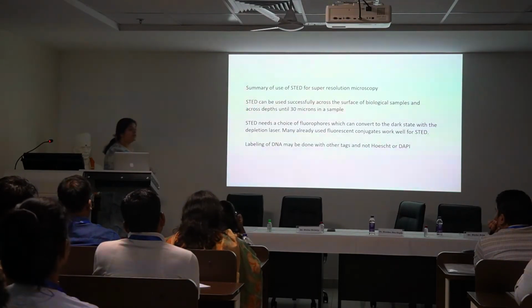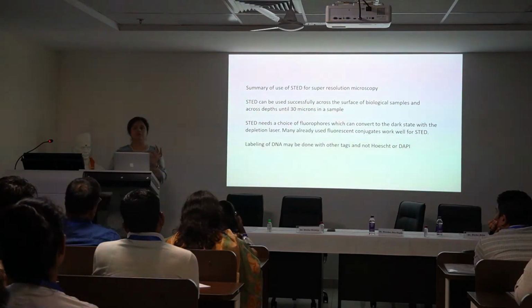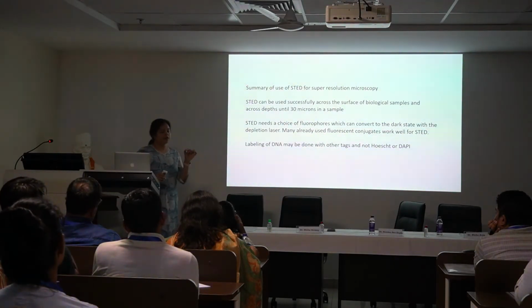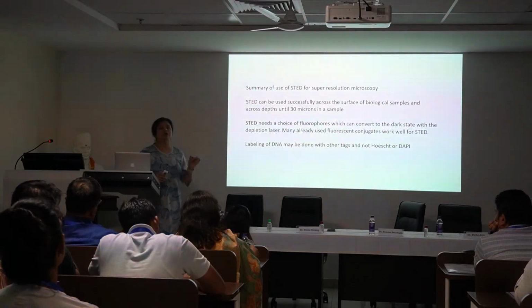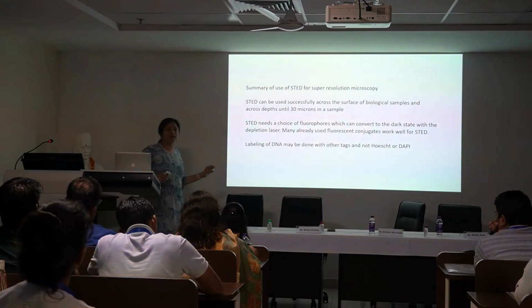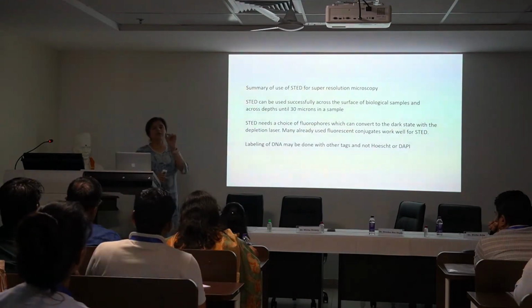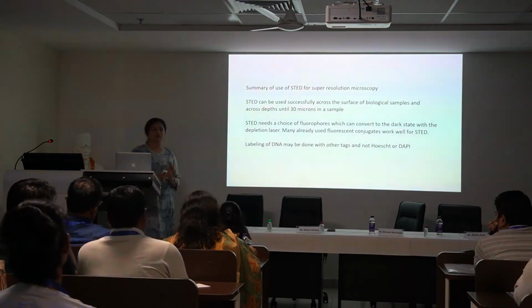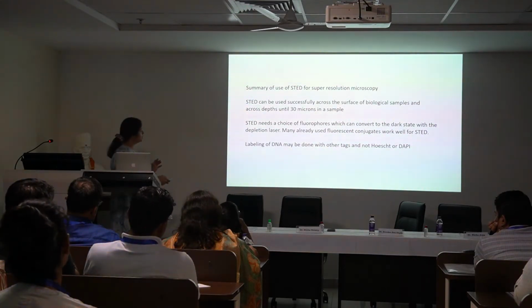It of course does need a choice of fluorophores which can go into the dark state, right? So we want to be able to get light from very small regions in the sample. So the fluorophore has to be such that the depletion laser can convert them into the dark state. But there's a huge set of fluorophores documented to be good for this. So that information is available.